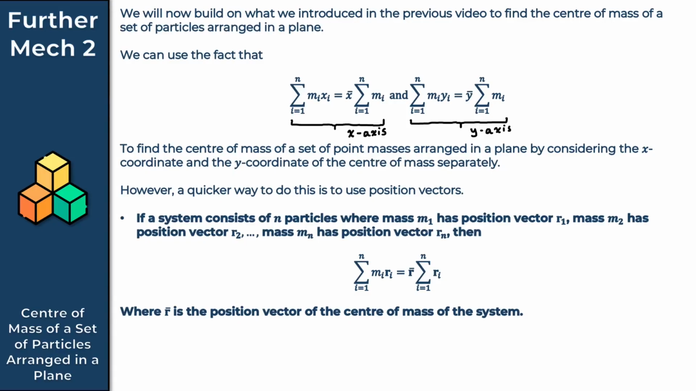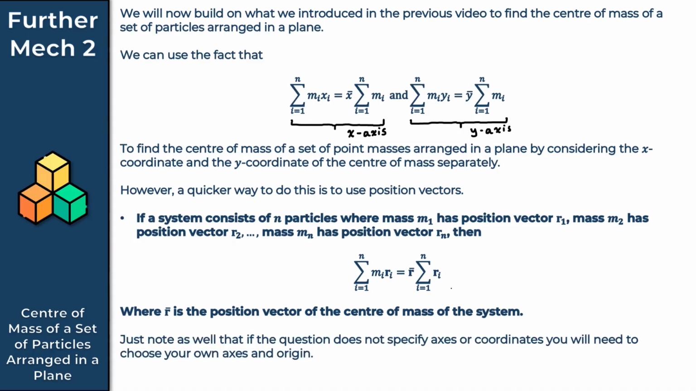As you can see, this result is very similar to what we had for the x-axis and the y-axis. The only difference now is we're using ri and r bar, obviously because we're now working with position vectors. Just know as well that if the question does not specify axes or coordinates, you will need to choose your own axes and origin. So please be aware of that. For some questions, they won't give you the axes or coordinates, and it is important that you choose your own axes and origin.